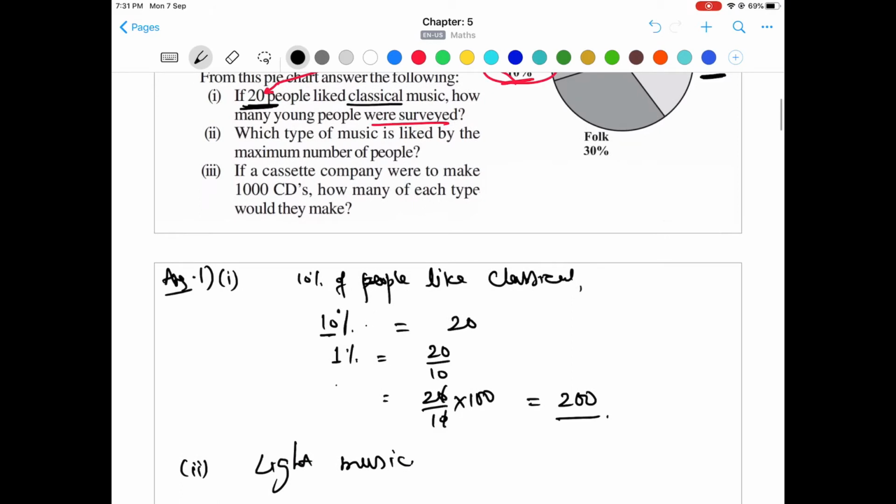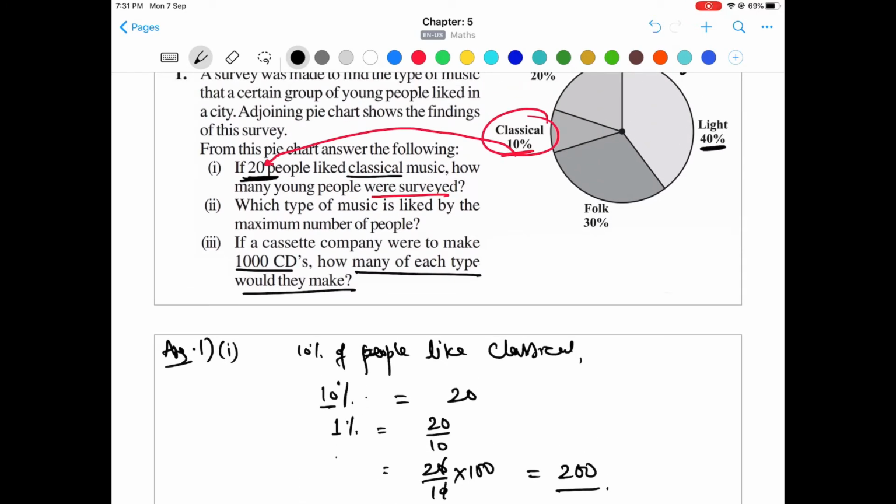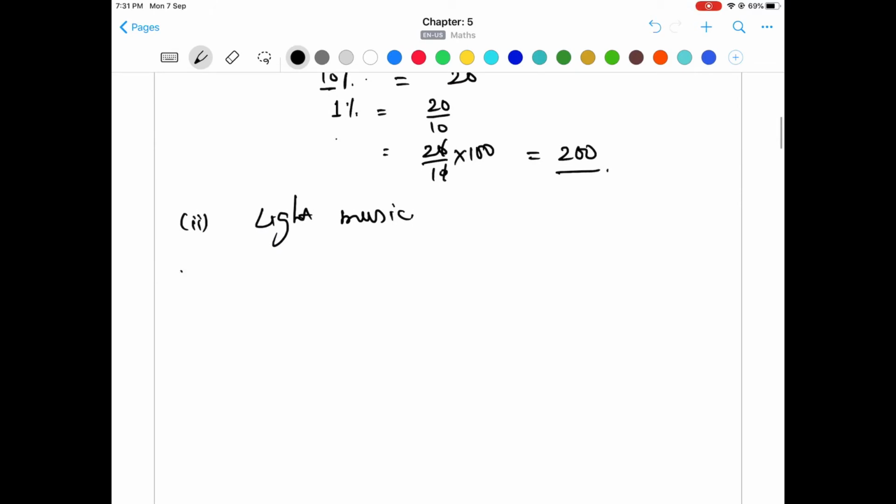Third one is, if the cassette company were to make 1000 CDs, how many of each type would they make? So in total that company wants to produce 1000 CDs. So how many CDs are they supposed to produce for each type? Okay, so that can be calculated by, let's see here, the number of people preferring light music. Okay, light music is preferred by 40%.